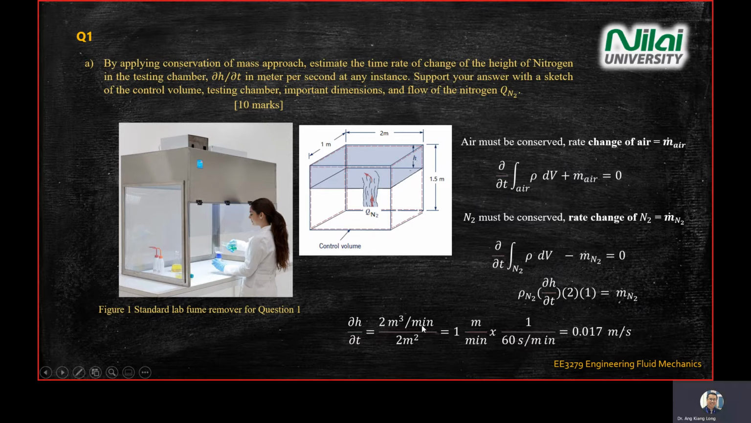Most of you forgot to change your unit. So the answer you need to put in meter per second. At the end, you'll arrive at 0.017 meter per second. So this is for the first part.